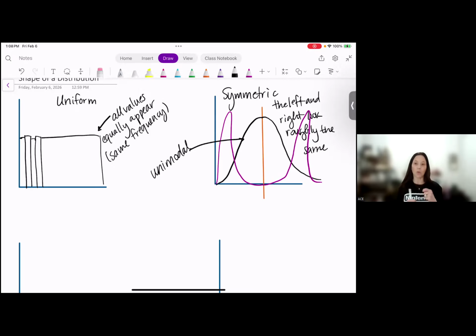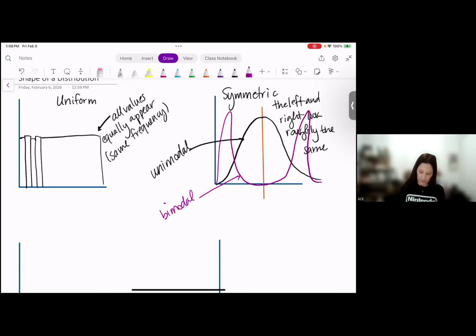Like unicycle, one wheel. For the two peaks, we would call that bimodal. Bi, like bicycle, two wheels. And a bimodal distribution has two main peaks with a valley in between.